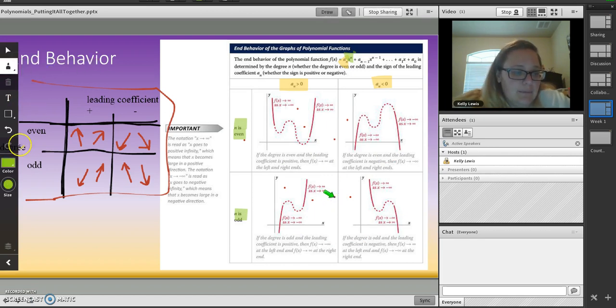All right, I want to explain a couple of notation things. Okay, this right here means x goes to positive infinity, versus this right here, which means x goes to negative infinity. Okay, so that arrow means goes to. All right, so let's use this information.